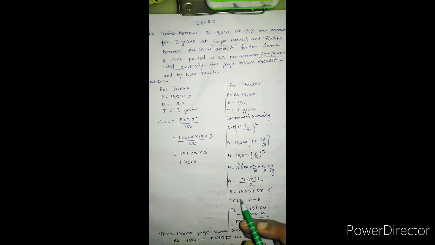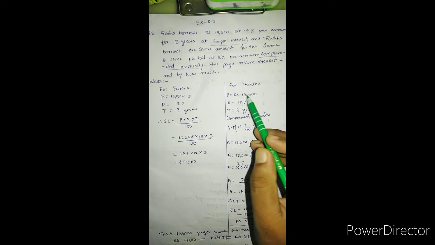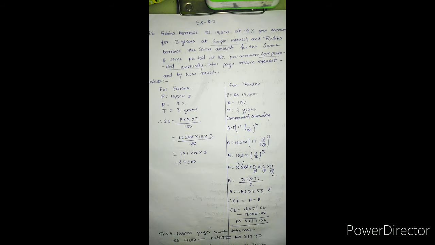So this is the amount for Radha, but the question is asking for the compound interest. The compound interest formula is amount minus principal amount, A minus P. Our A is 16,637 rupees 50 paise, and the principal amount is 12,500. When we subtract, we get 4,137 rupees and 50 paise.